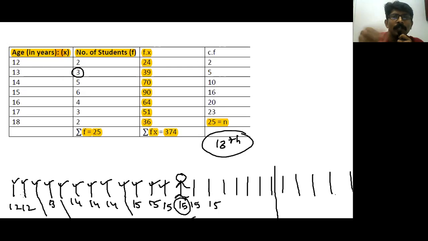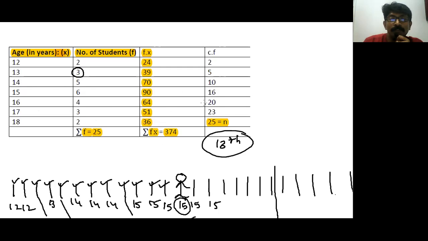Then the third person, after these two people have stood, person number 3, 4 and 5, what will be their age group? Their age group is going to be 13 years. Then from person 6 to the 10th person, their age group is going to be 14. Are you understanding? So 14, 14, 14, like that, 5 people whose age is 14.